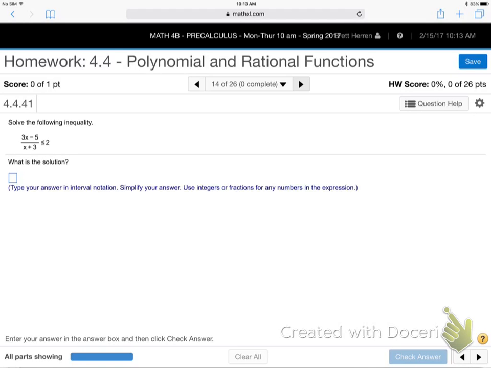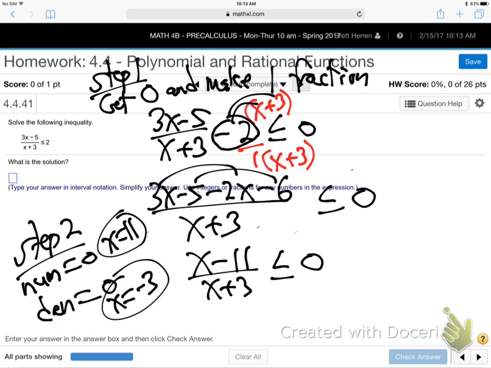Go to another screen here. I'll flash back if you didn't get all that. So we're going to say x equals 11, and x equals -3 is the denominator. This was from the numerator, right? Yeah, x equals 11 from the numerator, -3 from the denominator.